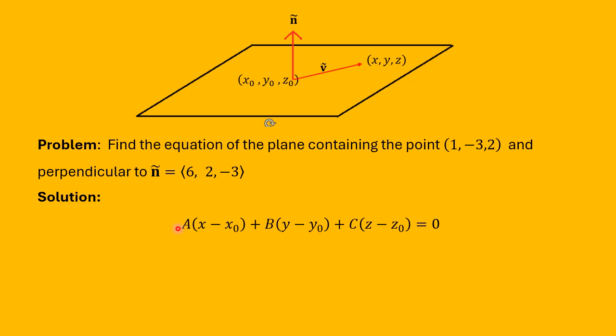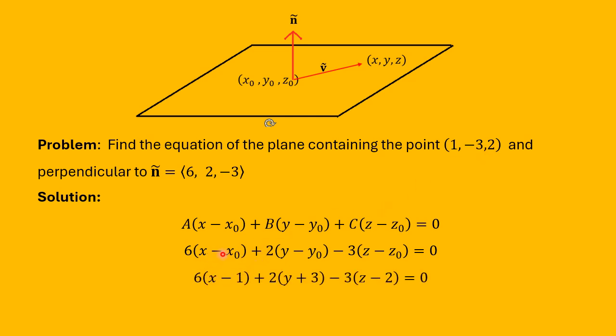Our solution is, first, here's the equation of the plane that we saw before in a general form. The a, b, and c, the components of our normal vector, are 6, 2, and minus 3. The x naught, y naught, and z naught values are the values of this point here, which is 1, minus 3, 2. So what we'll have in that case is x minus 1, then y plus 3, and then here we'll have z minus 2.